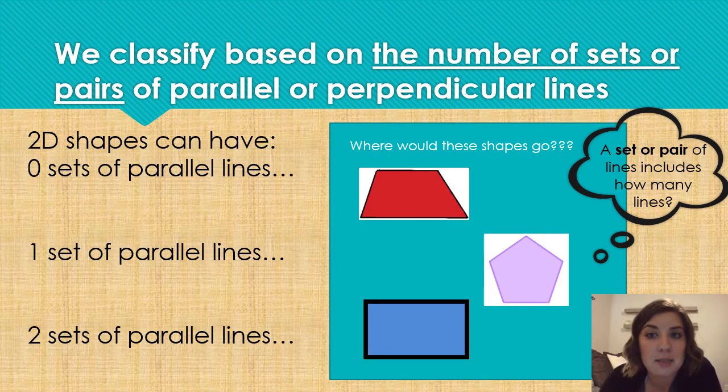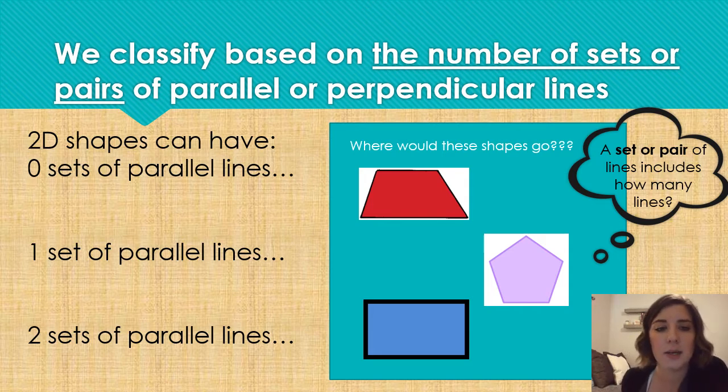We classify based on the number of sets or pairs of parallel or perpendicular lines. So remember we talked about a set or pair of lines includes how many lines? Just like a pair of socks, it includes two lines or two socks. So 2D shapes could have 0 sets of parallel lines, 1 set of parallel lines, 2 sets of parallel lines, and so on. So let's think about where we would put these different shapes.